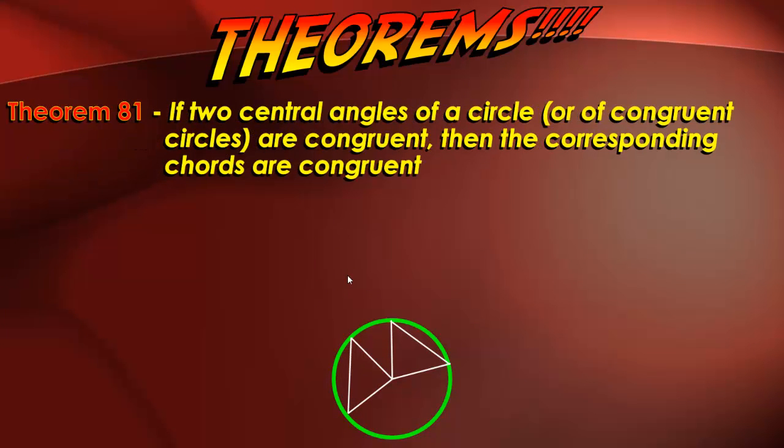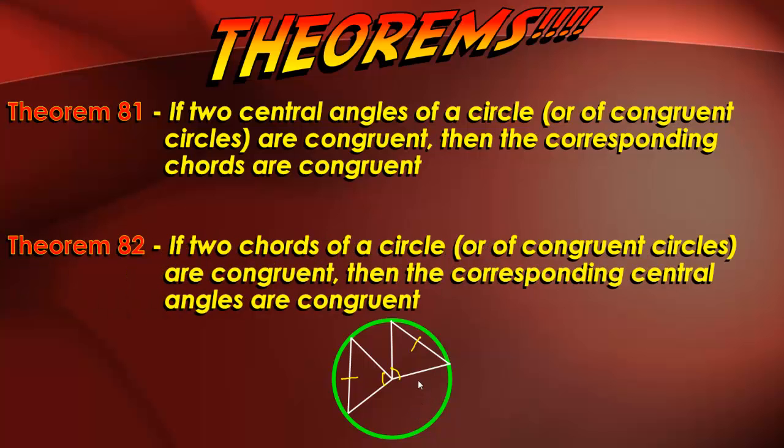Theorem 81. If two central angles of a circle or congruent circles are congruent, then the corresponding chords are congruent. And I know this diagram isn't the best in the world, so bear with me. Okay, and Theorem 82 states, again, the converse. If two chords of a circle or congruent circles are congruent, then the corresponding central angles are congruent. So it's going to be like 6 theorems, but it's actually only 3.